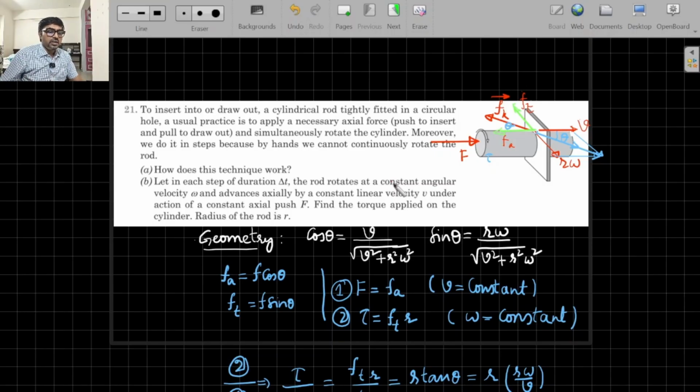This is an interesting practical application based question. Let's read it. To insert into or draw out a cylindrical rod tightly fitted in a circular hole, a usual practice is to apply a necessary axial force, push or pull, and simultaneously rotate the cylinder.